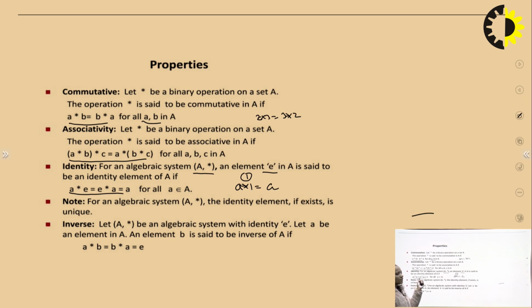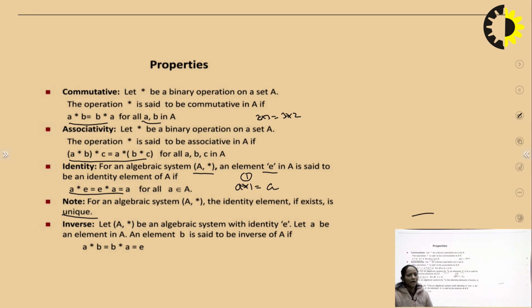So if e is the identity and we perform this operation, then a star e is equal to a, again we get a. Then e is called the identity for this particular operation. There is a remarkable point here: for an algebraic structure (A, star), the identity element, if it exists, is unique. It is not necessary that for every operation an identity element exists, but if it exists, then it is unique. The next property is inverse.